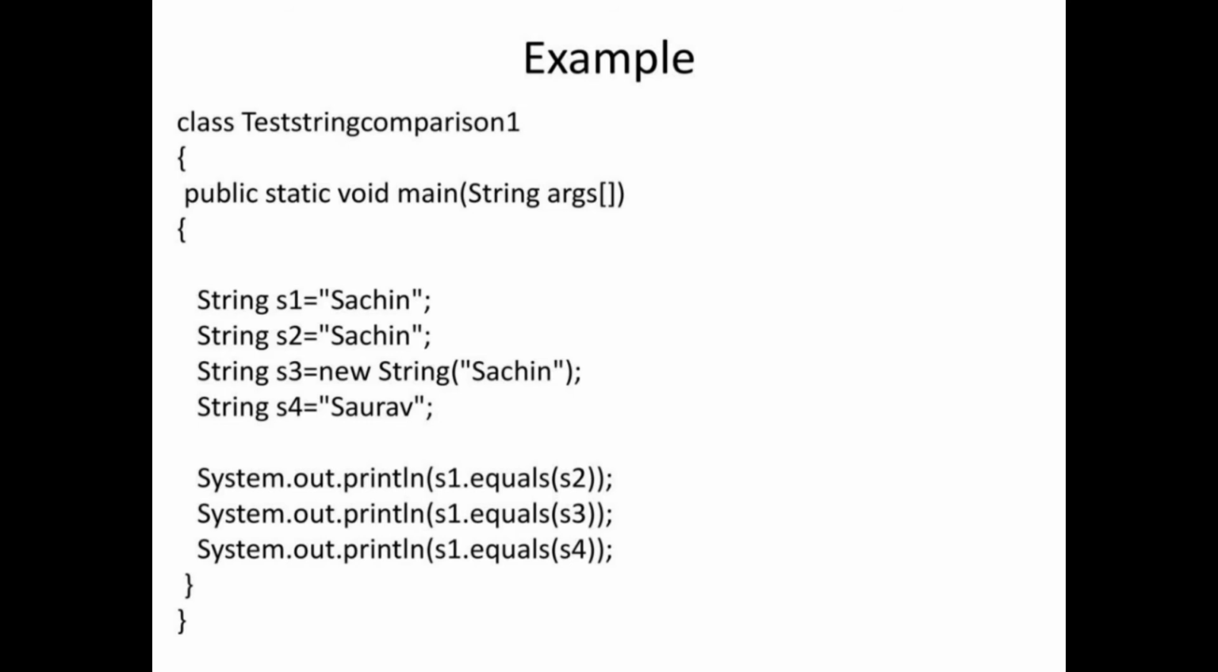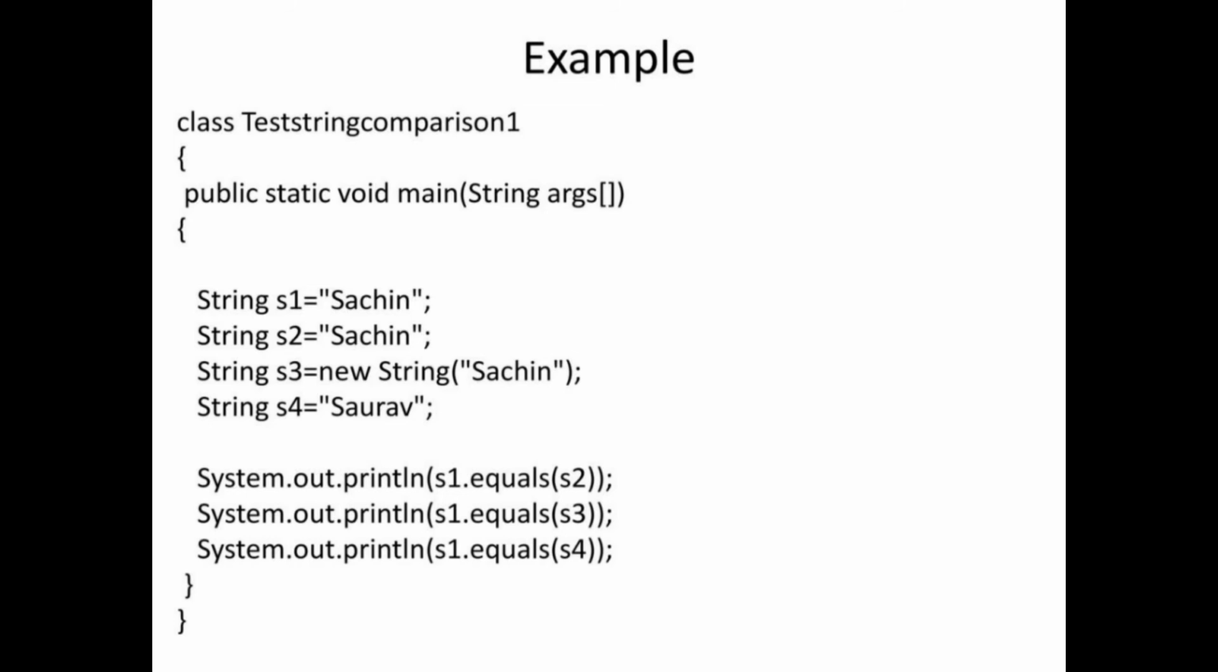And s1 is equal to, here declare the string Sachin, and s2 is also the string Sachin, and s3 uses the new operator, write Sachin, and s4 is Saurav. And the output statement: here s1 dot equals s2, comparing both, they are equal, so it shows true. And the next output statement, s1 dot equals s3, is comparing, and it displays true, because all the letters are the same.